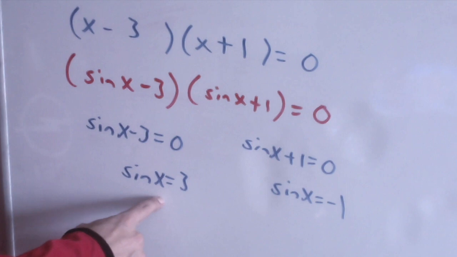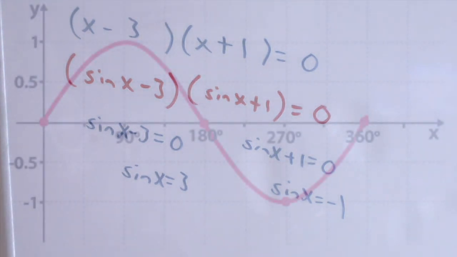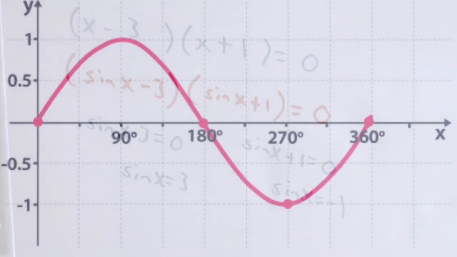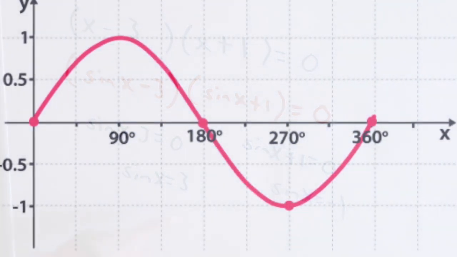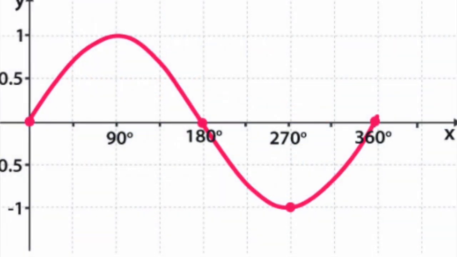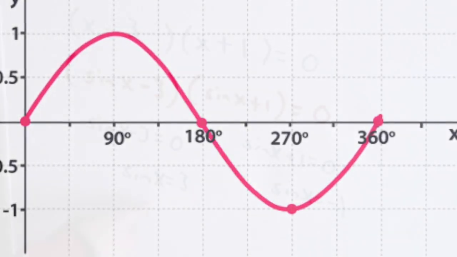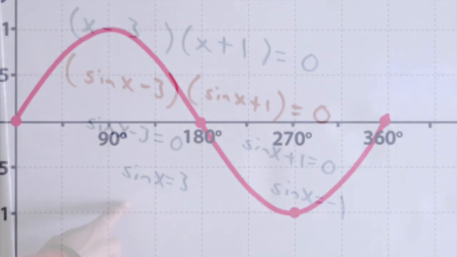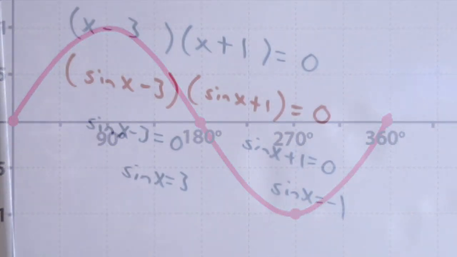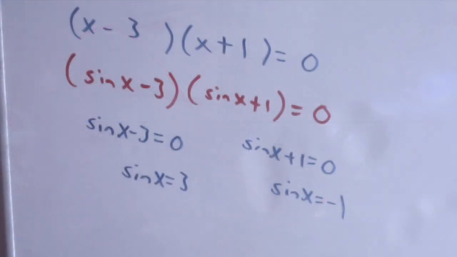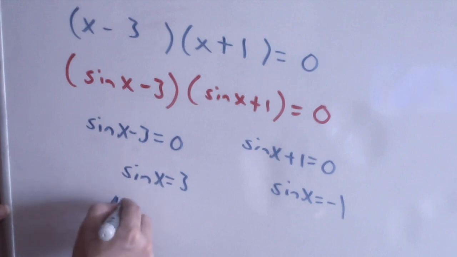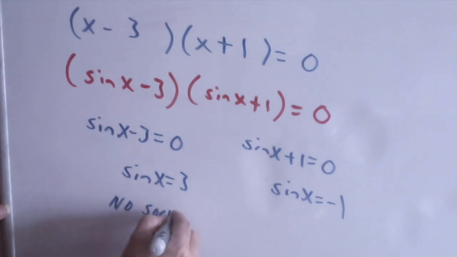So for this part, do you remember that the range of the graph of sine of x goes from -1 to 1? So this number is out of range of the sine x. Also, you can prove it if you type shift sin of 3, it gives you a math error. So this one doesn't have a solution. So no solution for this part.